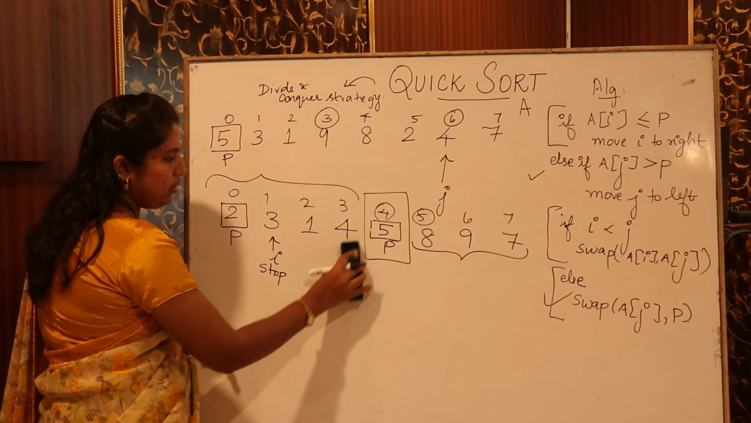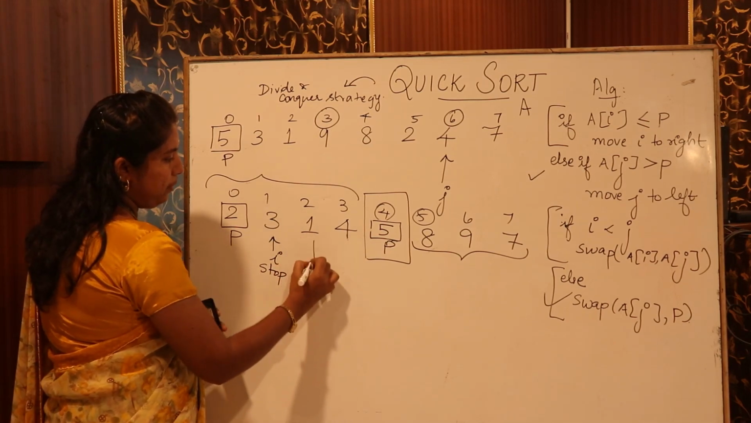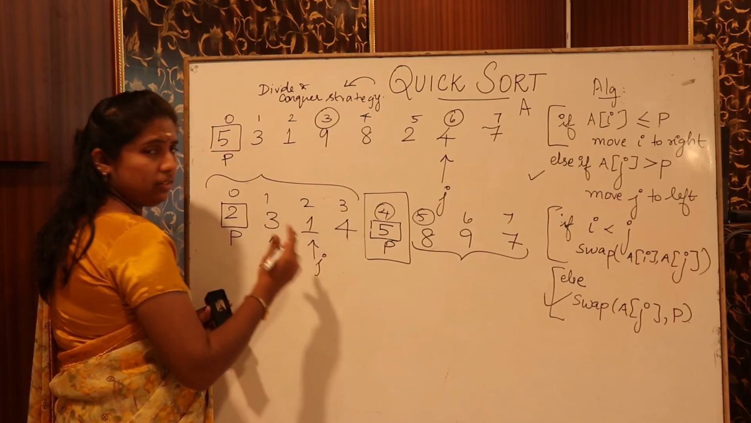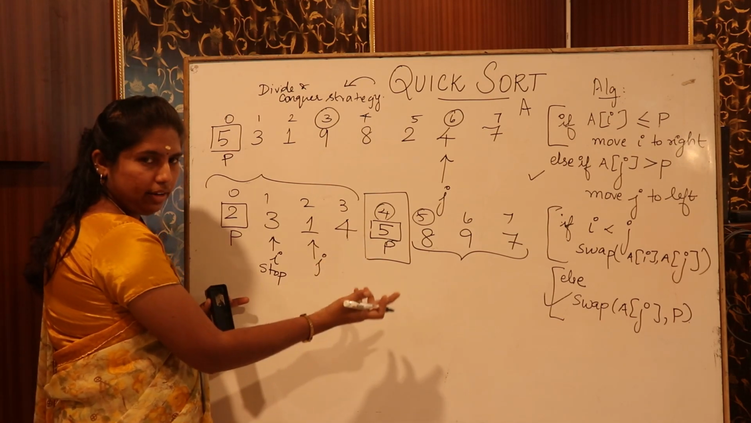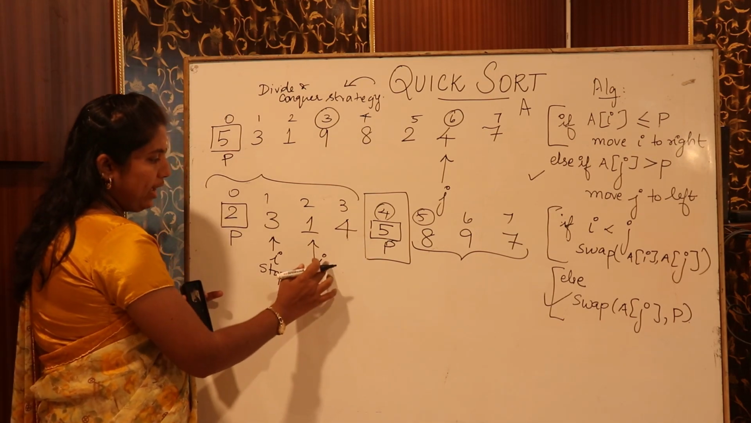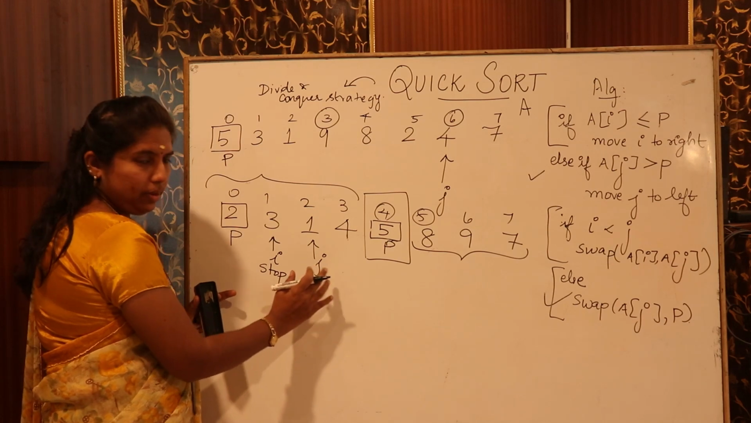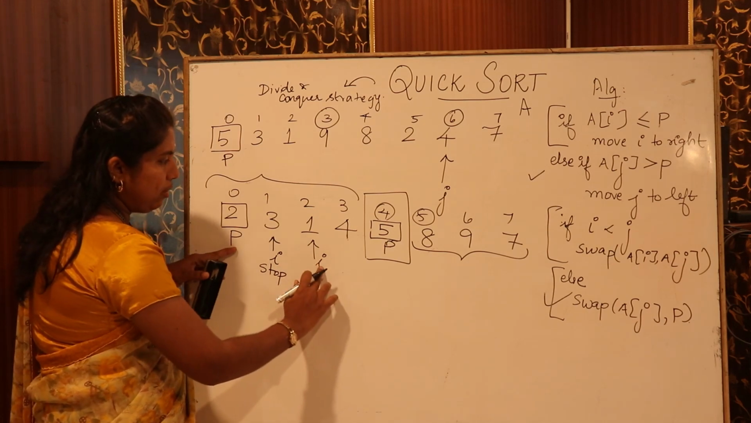So I will be moving this j to left. As the strategy says, the i will be moving from left to right, and the j will be moving from right to left. So j has come to this position. We are not stopping. Again I will be checking the condition.